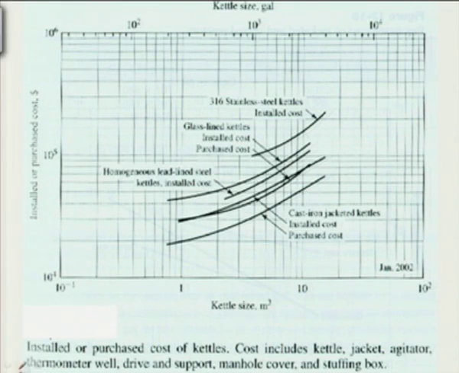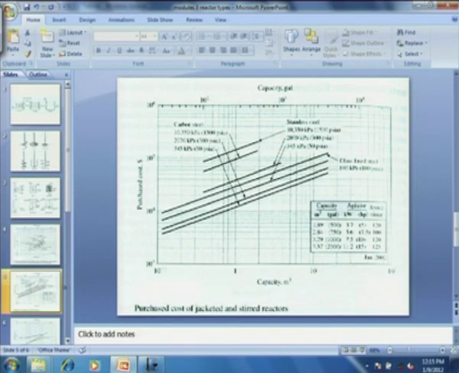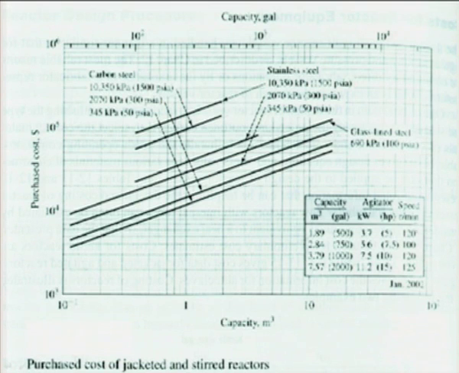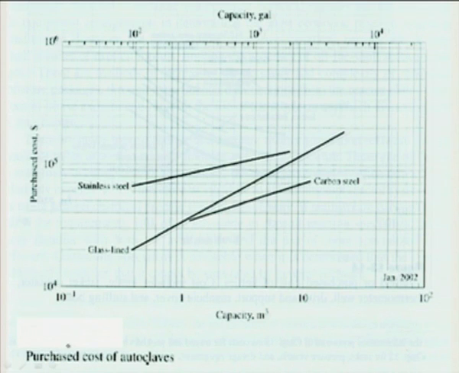Okay. Then you also have the cost of the jacketed or stirred vessel. Here, depending on the type of agitation that is used, the kilowatt or the power of agitation, the speed, the material of construction, and the capacity of the reactor, the cost varies. Then for high pressure reactions, you have the purchase cost of autoclaves. You have a glass lined vessel, carbon steel and stainless steel. So you have cost correlations available.